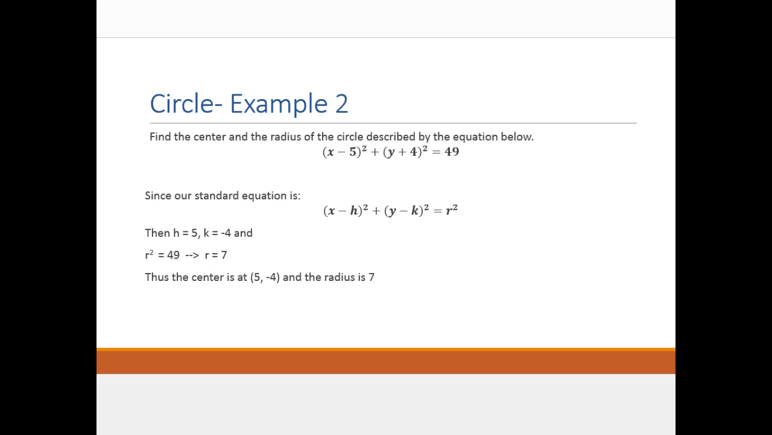Similarly, I can do this on other problems. If I'm given this equation, in this case, I have the equation x minus 5 squared plus y plus 4 squared equals 49. I want to find the center and the radius of the circle described below. Well, the center, this is x minus h. In this case, it's x minus 5. Notice the signs are the same, so h is 5. Here's y plus 4 and y minus k. The signs are opposite, so instead of positive 4, k is negative 4. And similarly, 49 is r squared, so r is simply the square root of 49, which is 7. So my center is going to be 5, negative 4, and my radius is going to be 7.